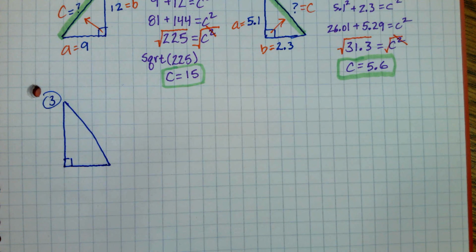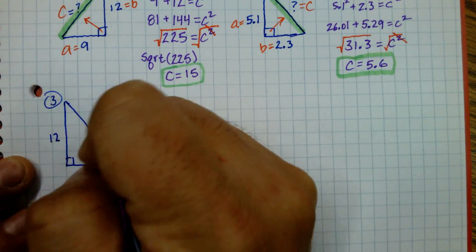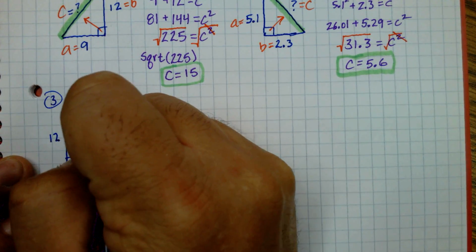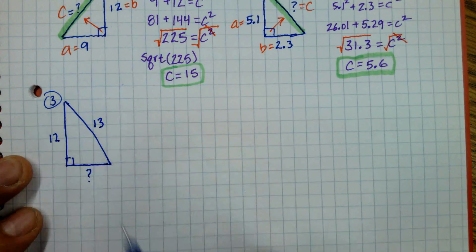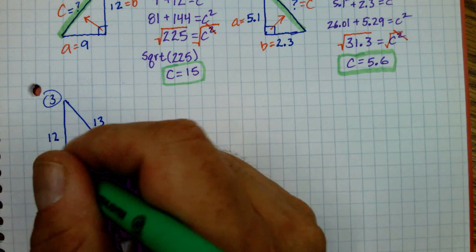Yes. Okay, so here is our right triangle. And let's say this is 12. This is 13. And this side we don't know. Go ahead and draw that. Well, we want to find the missing side. This is our missing side.